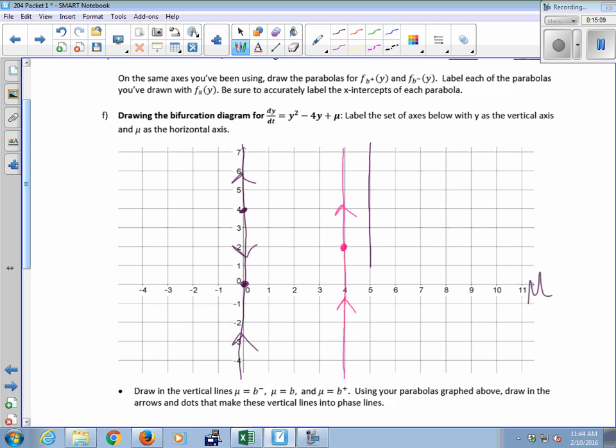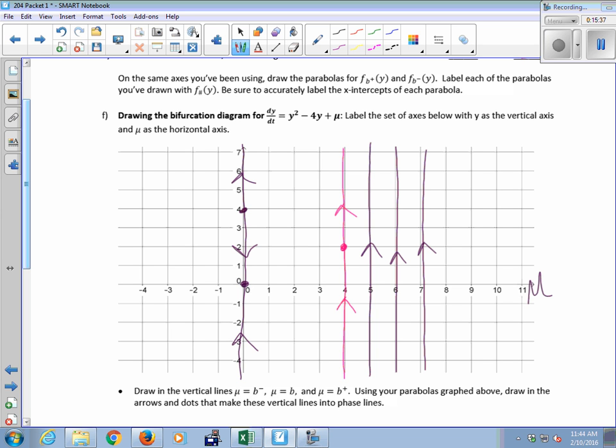So after this, there are none, right? All of these phase lines afterwards have no equilibrium points, and they're always positive, right? All of the phase lines before the bifurcation value have two equilibrium points, and they go up, down, up. It's just the location of the equilibrium points that changes.